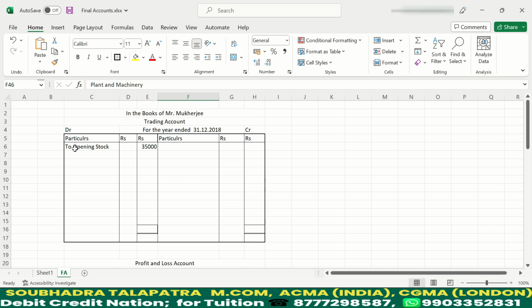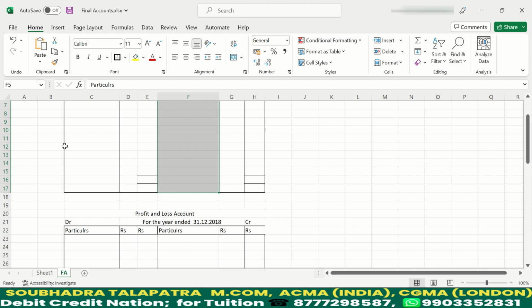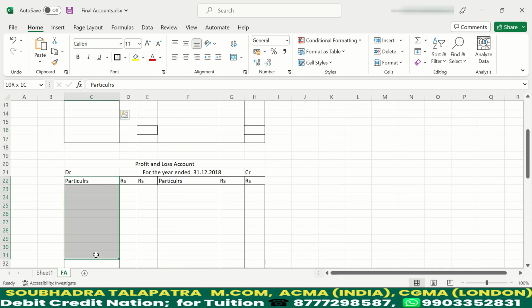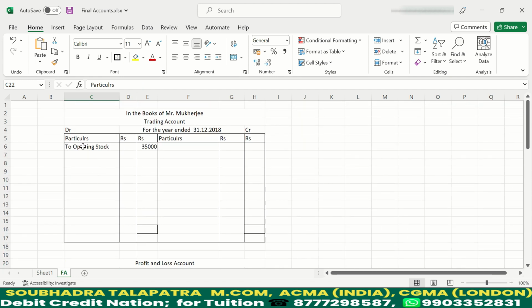So as I told you, the debit side is for recording expenses and the credit side is for recording incomes. But now we need to distinguish which items will appear in the trading account versus which items will appear in the profit and loss account. So only direct expenses and direct incomes will appear in the trading account. What is a direct expense or direct income? The expense which is absolutely necessary to conduct manufacturing or trading will appear in the trading account.